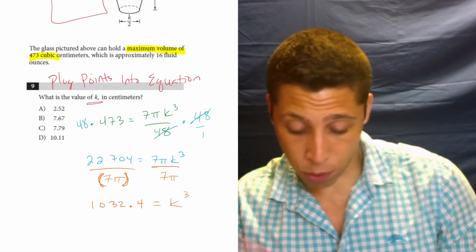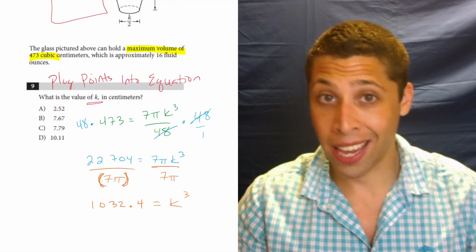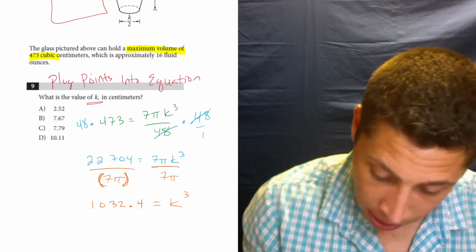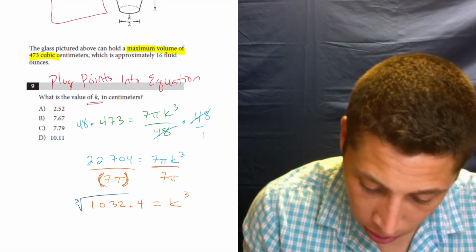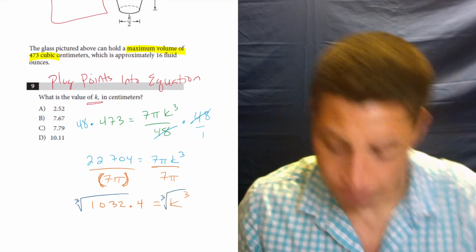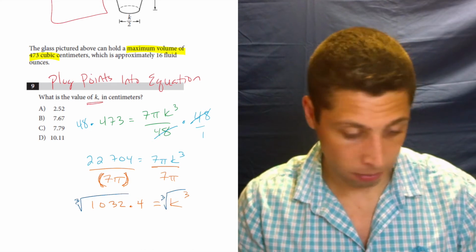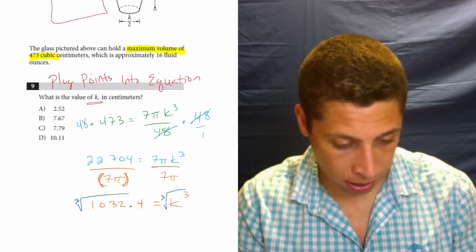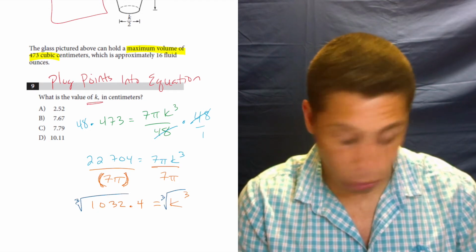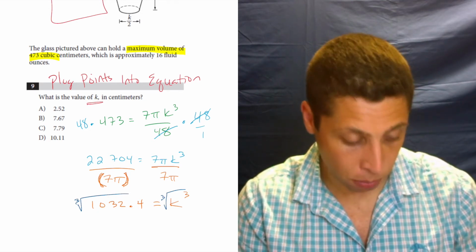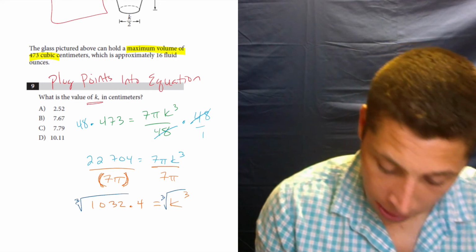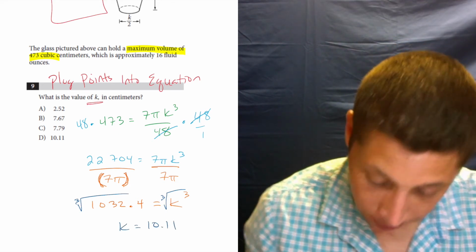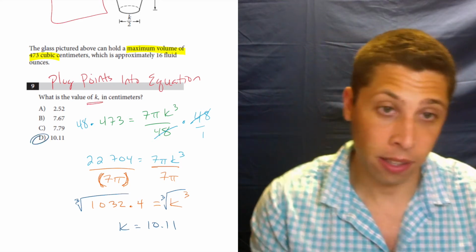So now we've got 1032.4 equals k to the third, and so we can just take the cubed root of both of these numbers to get the answer. So the cubed root, my calculator has that button under the math function. Cubed root of 1032.4 is k equaling 10.11. So there's choice D, and that's the answer.